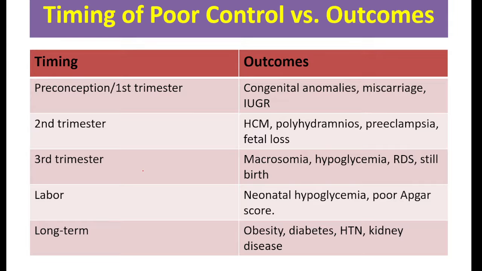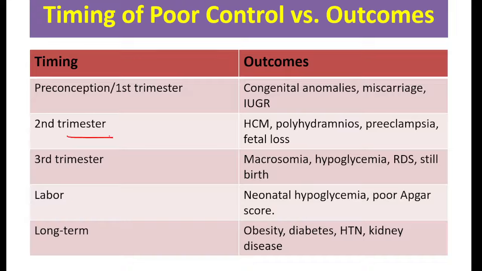This slide highlights an important concept, that is the effect of the timing of poor maternal glucose control on the outcome of the newborn child. Poor control, if present early in pregnancy, is linked to congenital malformation and growth restrictions, because in the first trimester organogenesis is taking place. So if maternal diabetes control is poor, it will directly affect the growth of the child and the organogenesis and will lead to congenital anomalies.